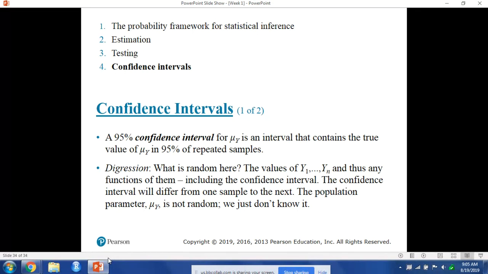Okay, the last thing I want to talk about is confidence intervals. A 95% confidence interval is an interval that 95% of the time will contain the true parameter mu in repeated samples.